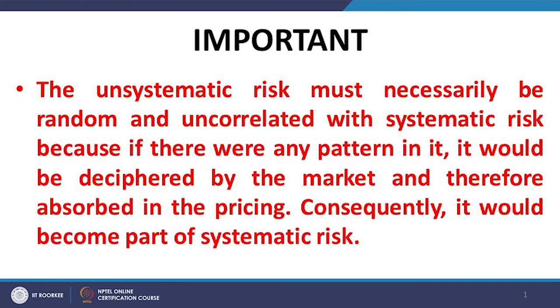Now, there is one important observation that I would like to give. The unsystematic risk must necessarily be random and uncorrelated with the systematic risk. Why? Because if there was any pattern in the unsystematic risk, it would immediately be deciphered by the market players and it would be captured by the market price of the relevant asset. It would be absorbed in the pricing process. So, consequently, it would become a part of the systematic risk. So, let me repeat, the unsystematic risk must be random and should not be associated with the systematic risk, because if the unsystematic risk has some kind of a pattern, it would be captured by the market in its pricing process and thereby it would become a part of the systematic risk.